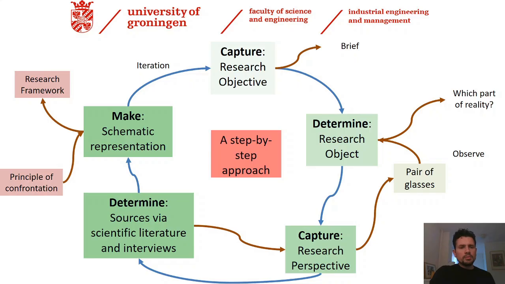Actions are required. First, we capture the research objective in a brief statement. Then we determine the research object. Which part of reality are we addressing here? And with the object, we go to the research perspective, and this is one of the key concepts of the course unit. The pair of glasses that are being used by the researcher, and how the researcher is observing this reality.